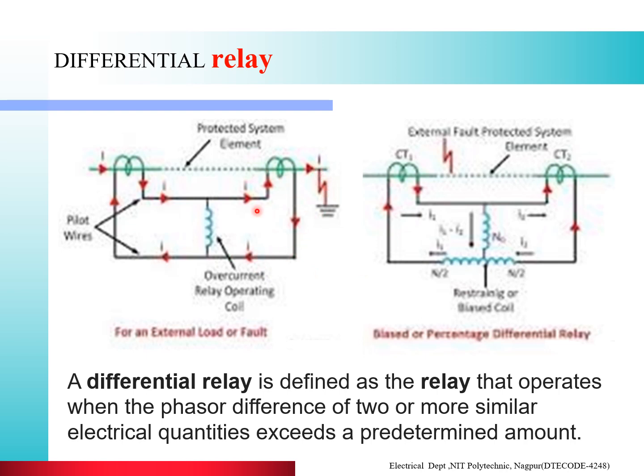For an external fault, the current flowing through the incoming coil of the relay and the outgoing coil of the relay is the same, so the relay will not operate for the external fault. For an internal fault, this relay will operate.